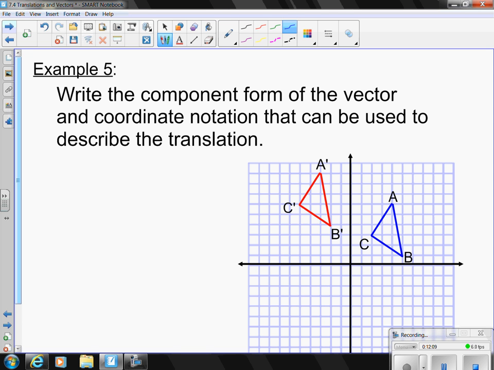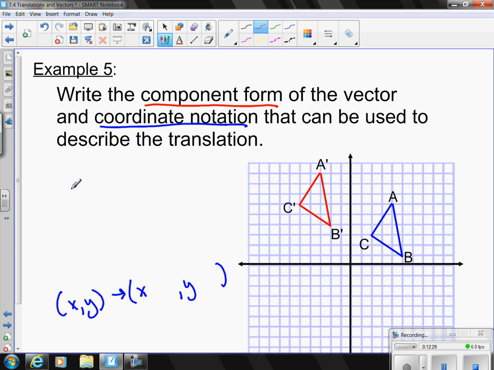Write the component form of the vector in coordinate notation that can be used to describe the translation. So coordinate notation, that's the x, y, it's mapped to x something, y something, and the component form is where we use a vector. So this is the vector coordinate. We want to use coordinates, an xy coordinate.